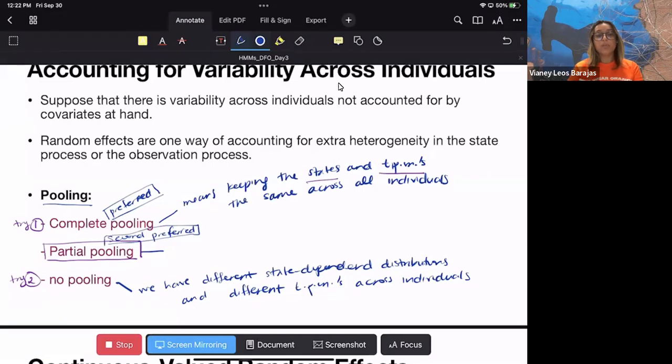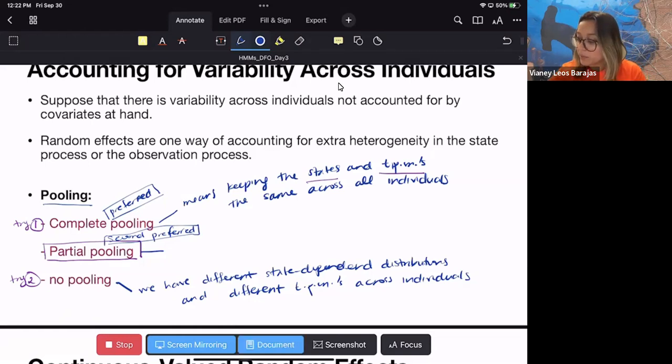Generally, we do not want to do no pooling in terms of actually finding the results. No pooling is fine as an exploratory approach. But generally, we might lose the interpretability of state one, for example, being consistent or being able to be interpreted consistently across those individuals.